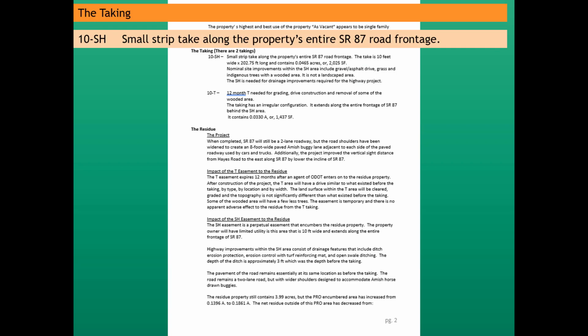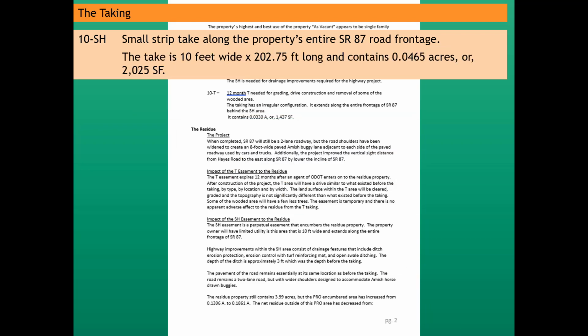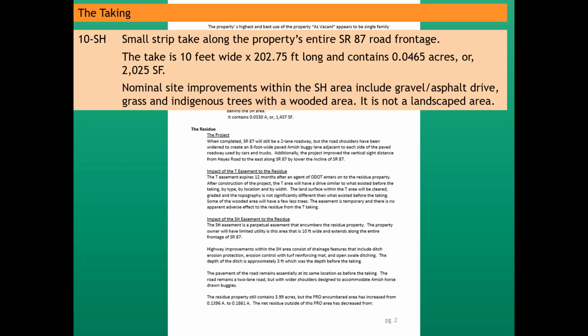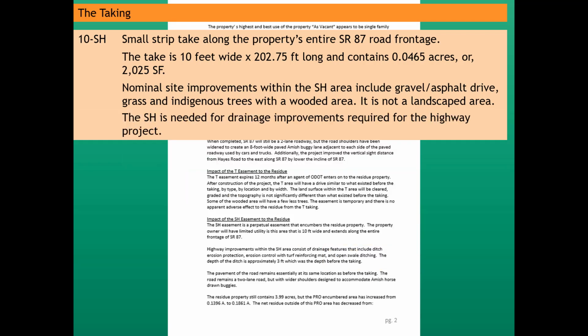The first taking is 10SH, Standard Highway Easement. It's a strip take along the property's entire State Route 87 road frontage. It's 10 foot wide by 202.75 feet long and contains 0.0465 acres or 2,025 square feet. Nominal site improvements are within this SH area that include a gravel asphalt drive, some grass and indigenous trees within the wooded area, and these are not a landscaped area. The SH is needed for drainage improvements required for the highway project.